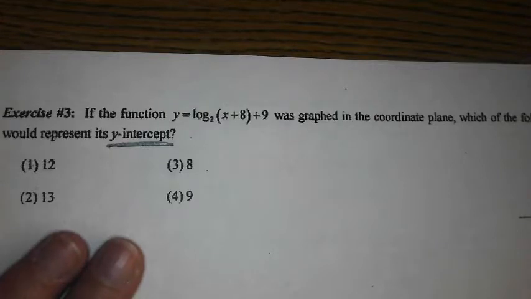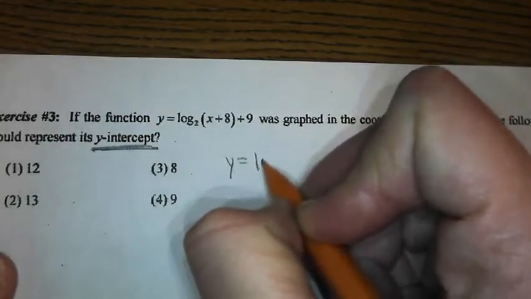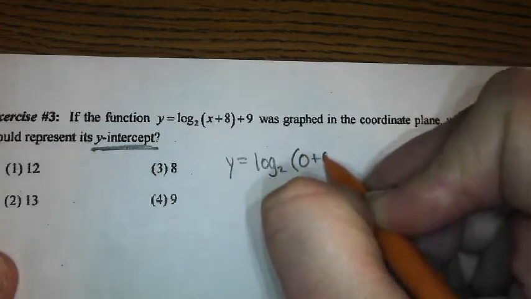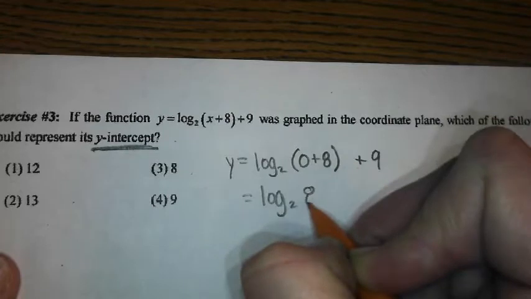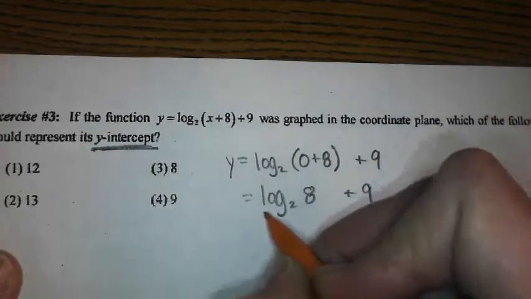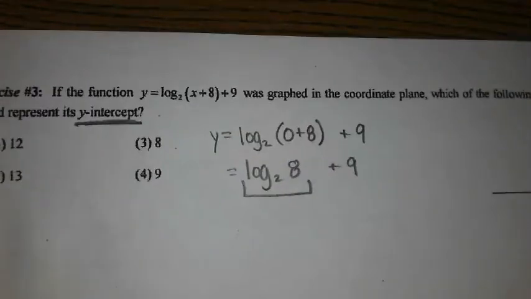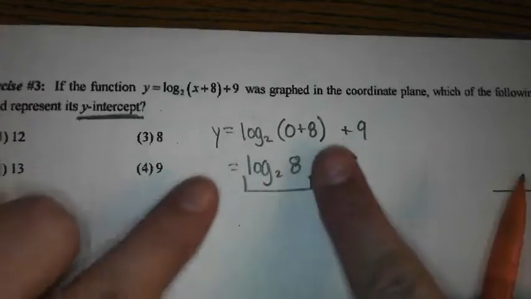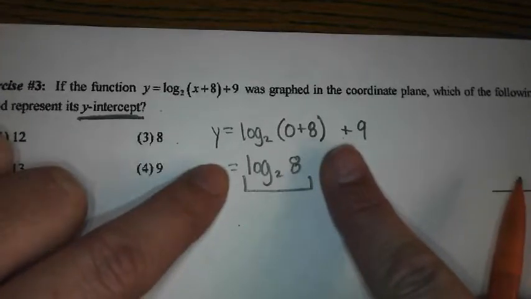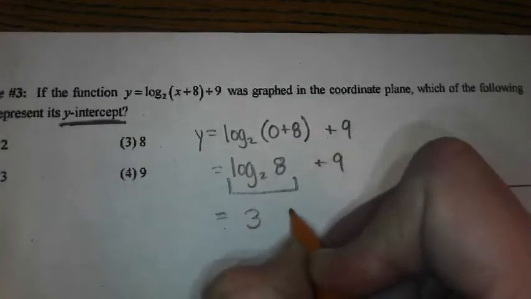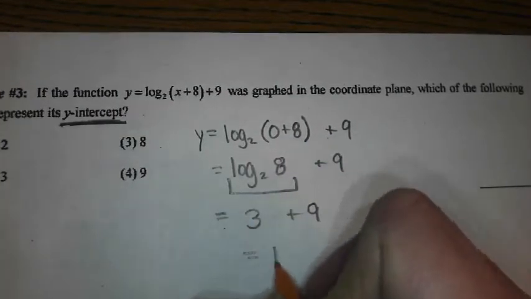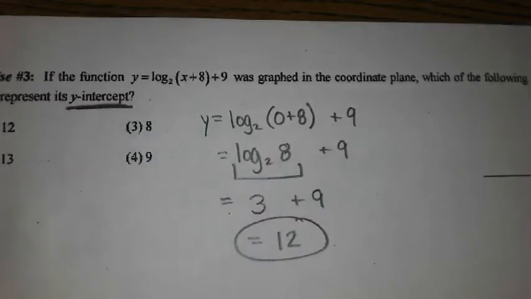0 for x. So we're just going to go y equals log base 2 of 0 plus 8, plus 9. That's going to be log base 2 of 8 plus 9. And order of operations says we're going to perform log base 2 of 8 first. What's that value? What's log base 2 of 8? 3. 2 to what power is 8? So that's 3 plus the 9 will give you a y-intercept of 12.